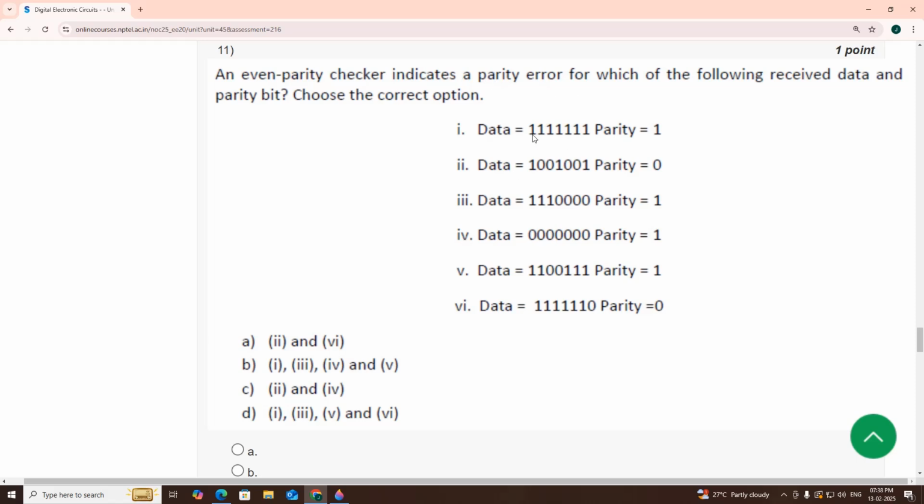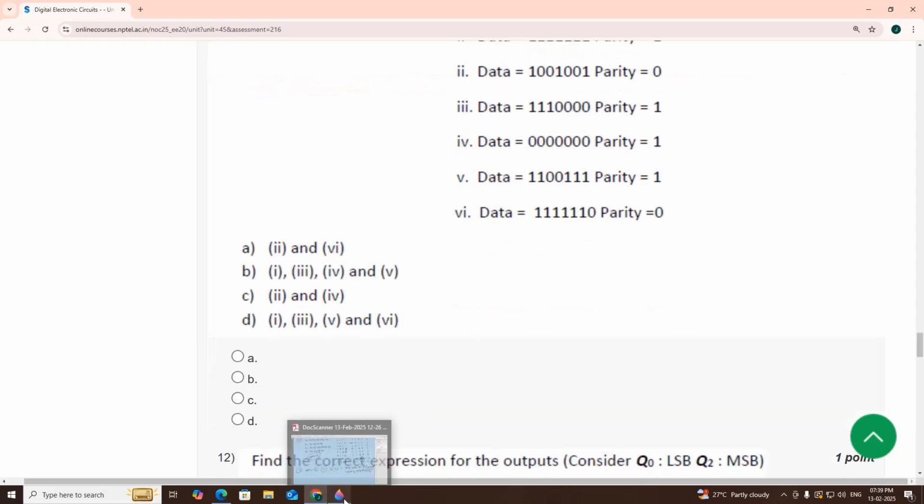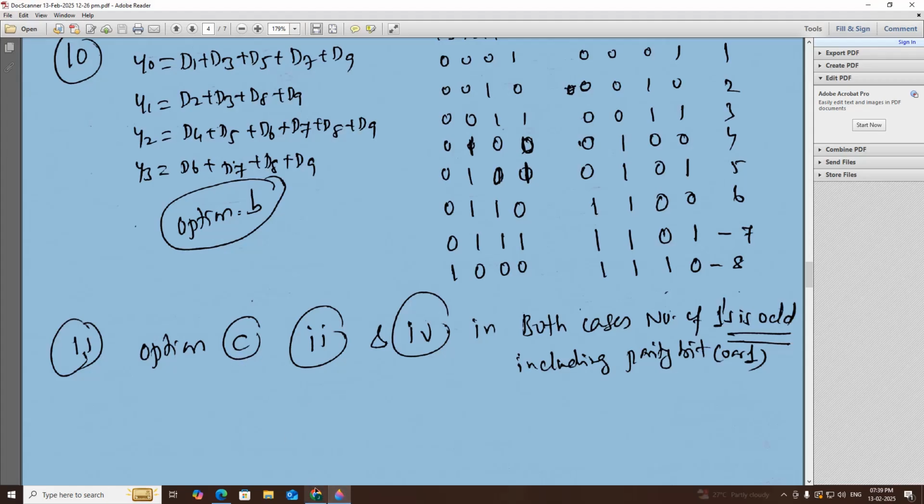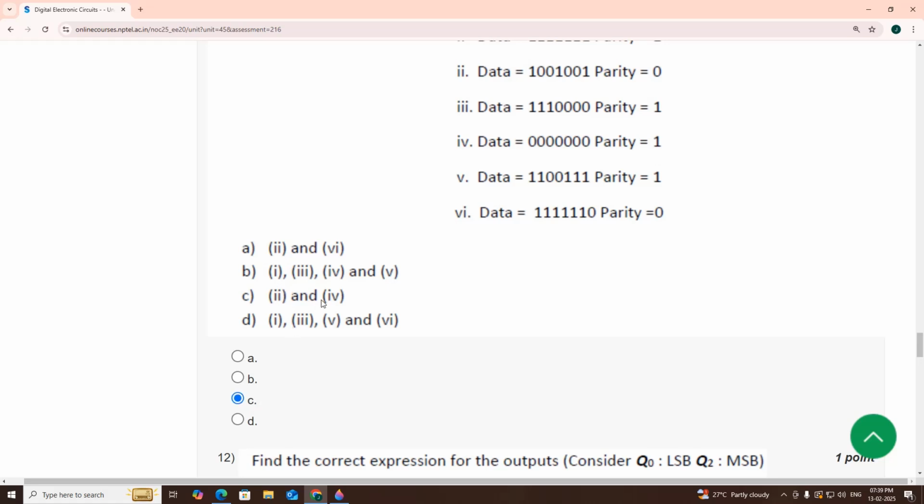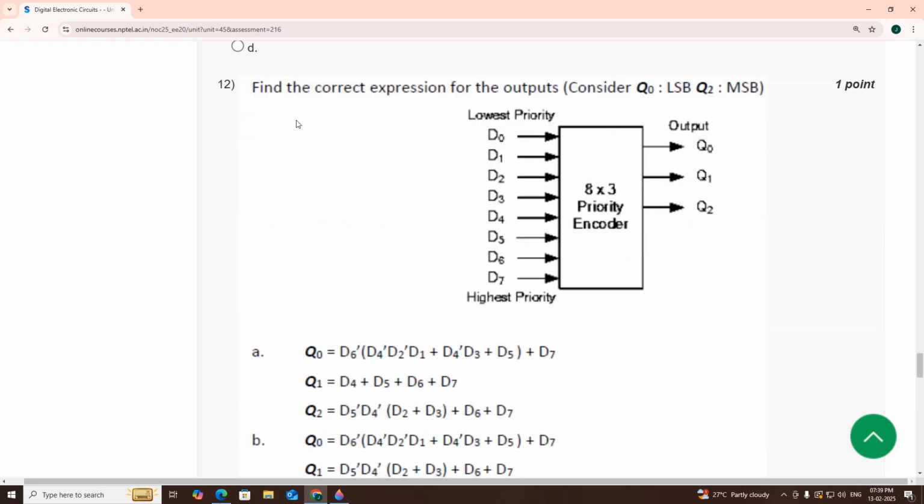For the remaining, the total number of ones is 8, which is an even number. In this case, the total number of ones is 3 plus 1 is 4, an even number. In this case 5 plus 1 is 6, an even number. In this case 6 plus 0, 6, even. Therefore there is no parity error. So the answer is option C, 2 and 4.